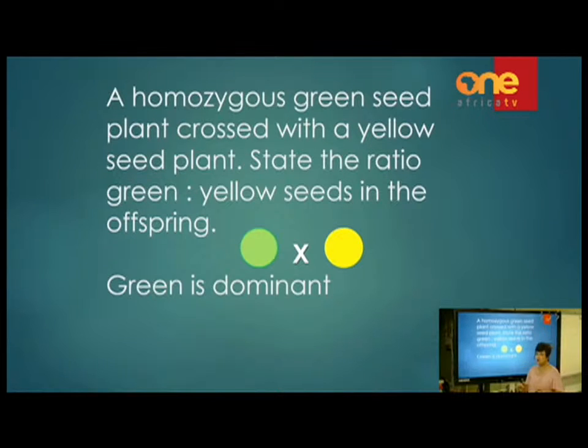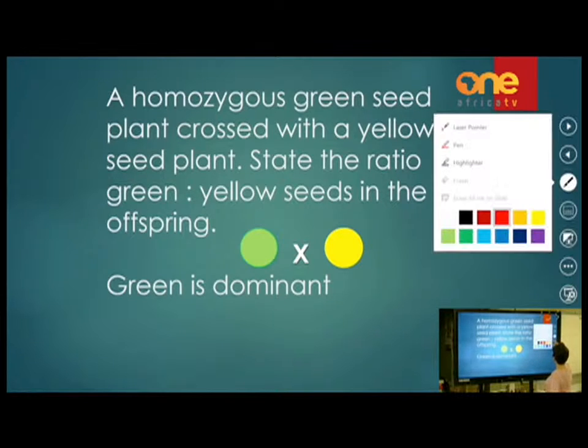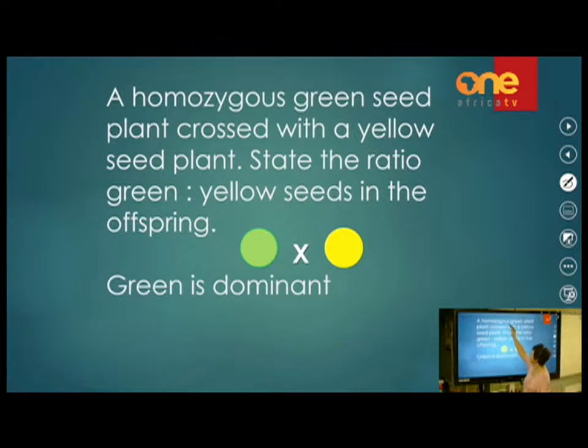Now I want you to immediately think, what will be the genotype of a homozygous, two of the same, green seed, and green is dominant. So, of course, we will have a capital G for green. Homozygous green will look like that. And if there's a yellow seed, it means there's no dominant gene present. If the dominant gene was present, it would have been green. You agree? So, this will be small letters.